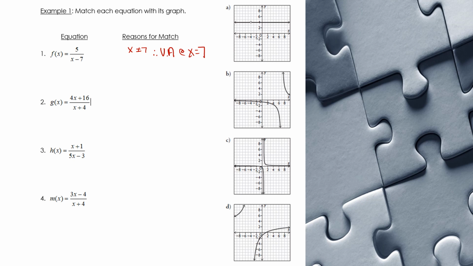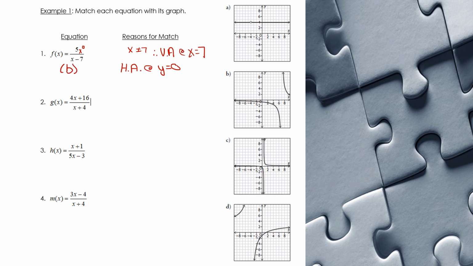The other thing we could look at is the horizontal asymptote, just for some review here. Because the numerator is like x to the power of 0, the degree of the numerator is less than the degree of the denominator. We're going to have a horizontal asymptote at y equals 0. So that is B.